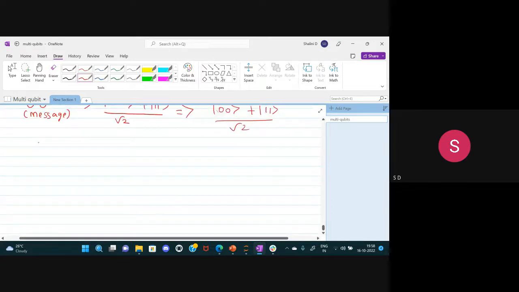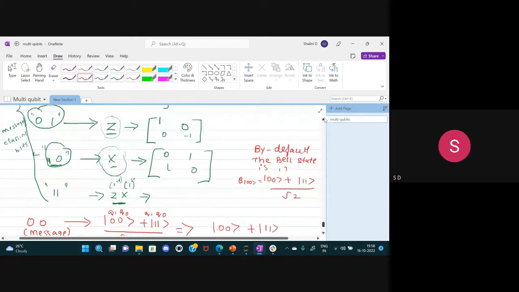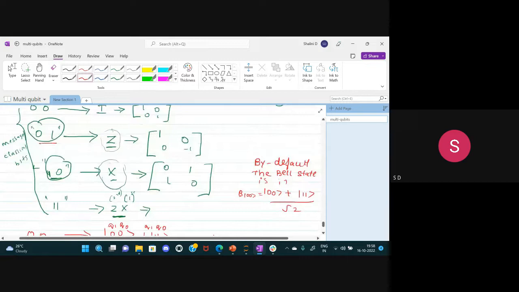Next, 01. We send 01. So the default Bell state is (00 + 11) divided by root 2. Now if you want to send 01 as a message, I've said you need to use the Z gate. Okay, so what is the Z gate? It is the matrix [1 0; 0 -1].